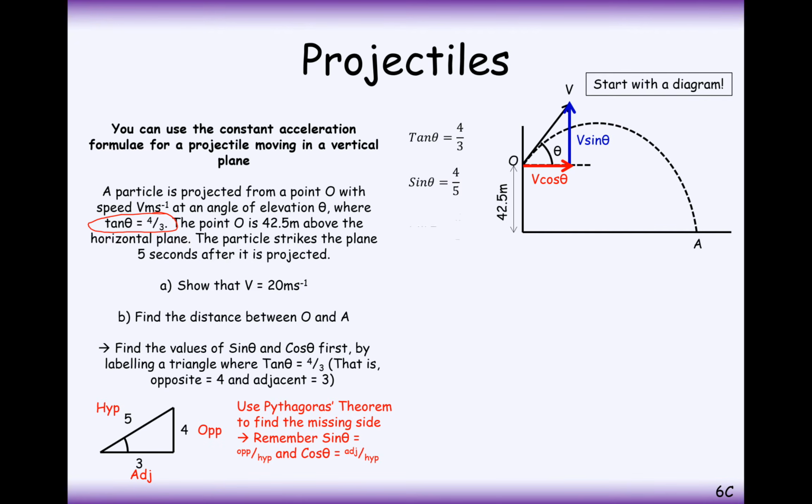So therefore sine is going to be 4/5 and cos is going to be 3/5. So let's get to it then. We now need to start working with SUVAT in the vertical component.